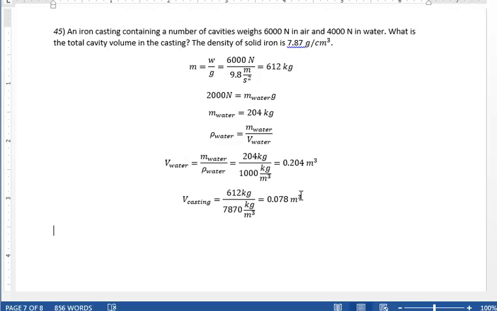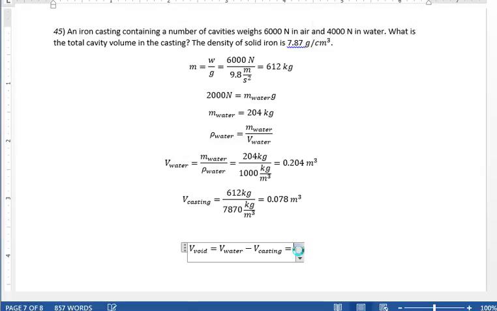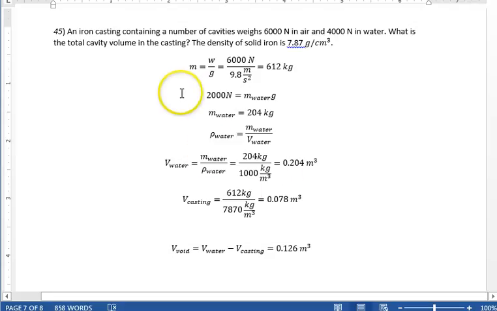So the volume of the voids must be the volume of the water that was displaced minus the volume of the casting, which equals 0.204 minus 0.078, which is 0.126 cubic meters. And that's it for problem 45.